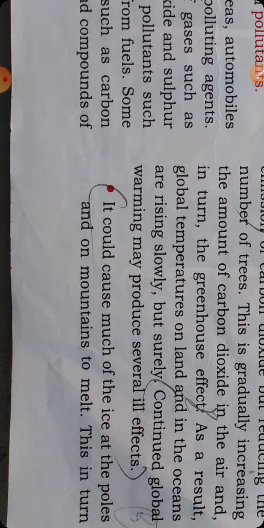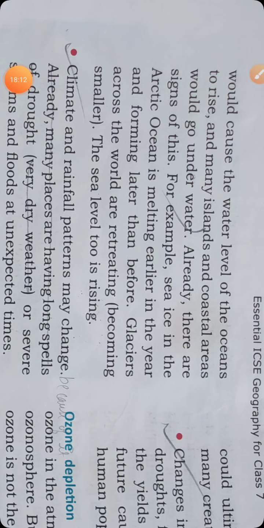It could cause much of the ice at the poles and the mountains to melt. So, what will happen if global warming increases? It could cause much of the ice at the poles and mountains to melt. This in turn would cause the water level of the ocean to rise and many islands in the coastal areas would go underwater. Already there are signs of this. For example, sea ice in the Arctic Ocean is melting earlier in the year and forming later than before.